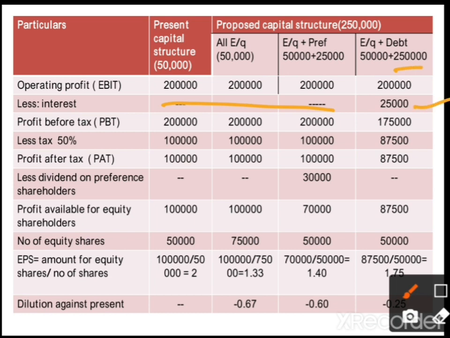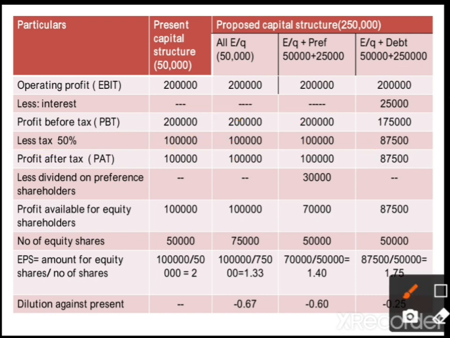After that we get profit before tax: 2 lakh, 2 lakh, 2 lakh and 1 lakh 75,000. Less tax. The tax rate is also given in the problem, 50%. 2 lakh into 50% is 1 lakh, 1 lakh, 1 lakh, and 1 lakh 75,000 into 50% is 87,500. After that we get profit after tax: 1 lakh, 1 lakh, 1 lakh and 87,500.